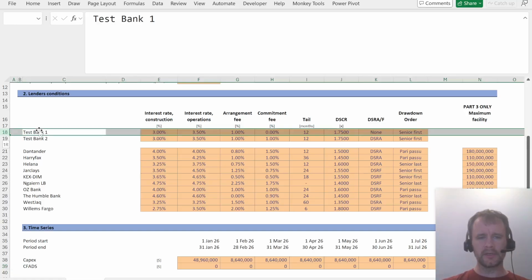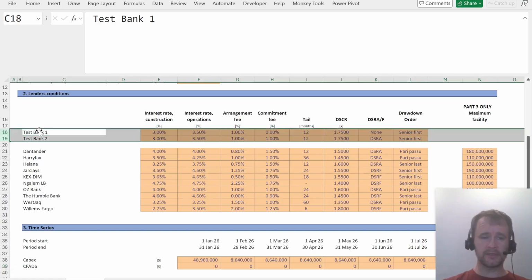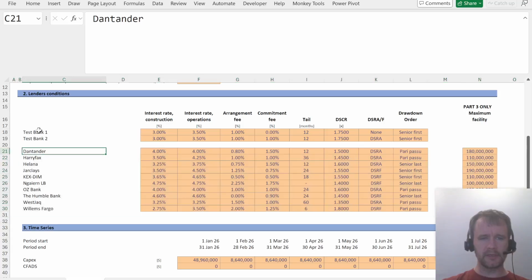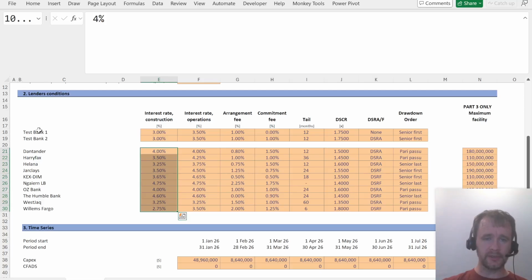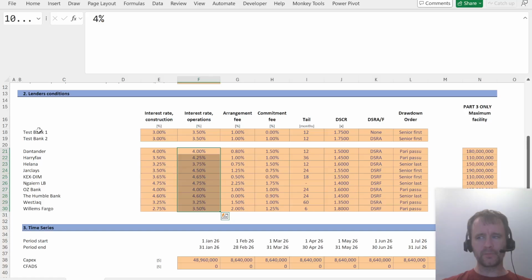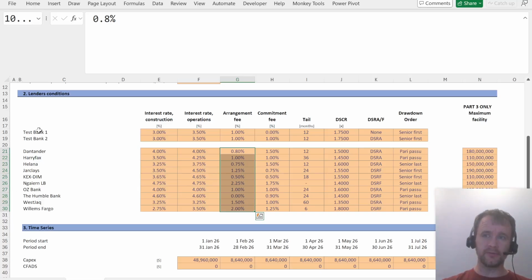So we've got two test banks to set things up, and then 10 other banks with various excellent pun names. For each bank, we've got an interest rate during the construction phase, where the interest is capitalized, an interest rate during the operations phase, where the interest gets paid, obviously. We've got an upfront arrangement fee as a percent of the total amount.